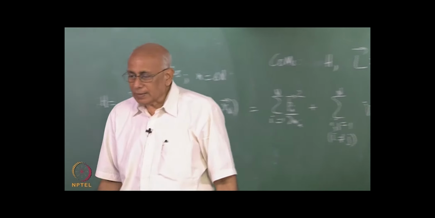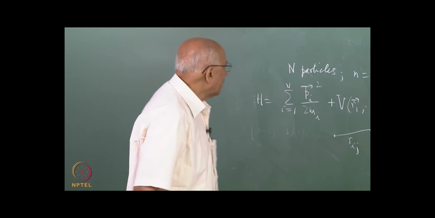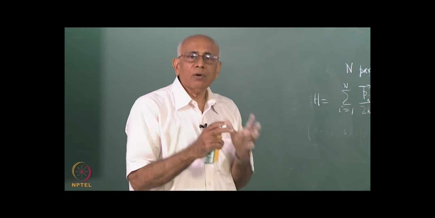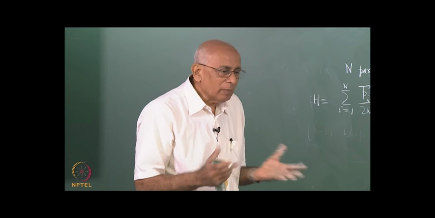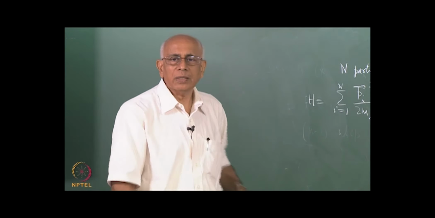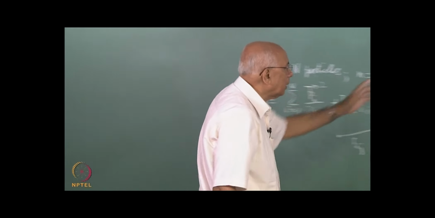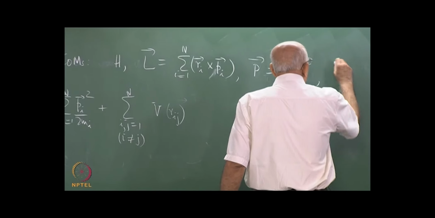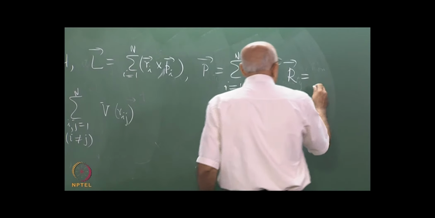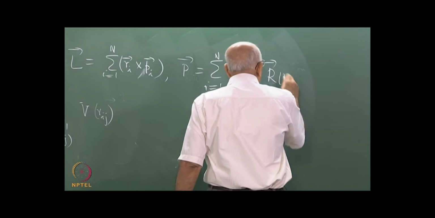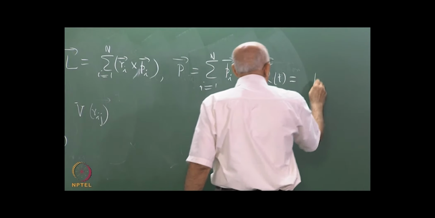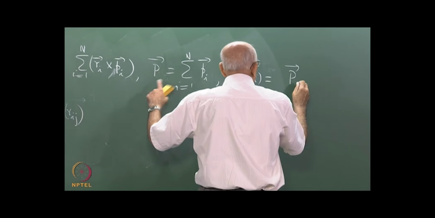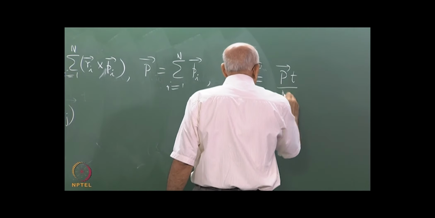Okay. What else is a constant of the motion? Well, it is clear that in this case, since there is no external force on the system, the center of mass of this system must either be at rest or be moving with constant velocity given by capital P over the total mass of the system. So, it is clear that this quantity R, which is a function of time by the way, is P times t over M.